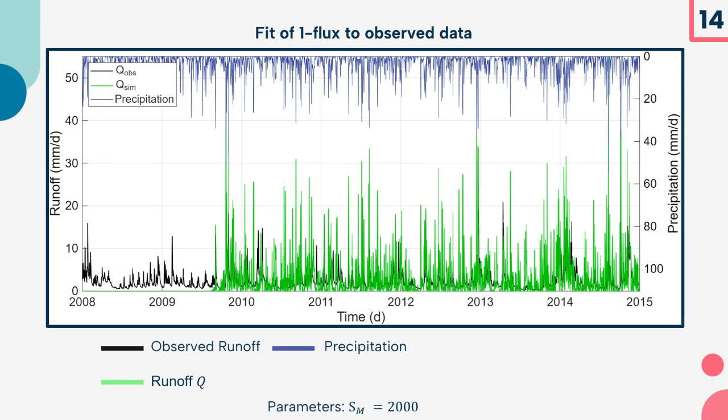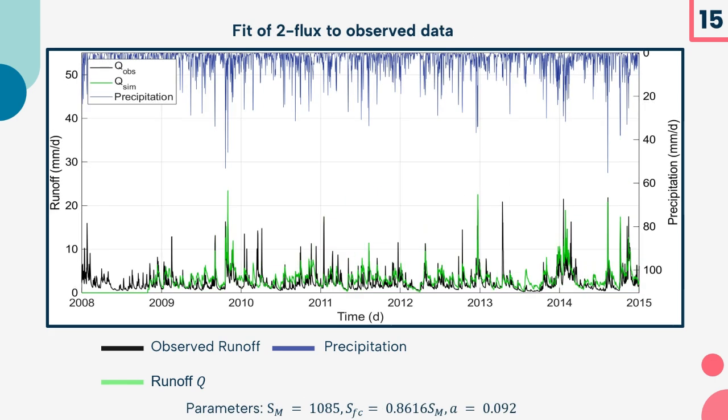So you can see, obviously, the one flux is not very good, but as we go to the two flux, we can start to see the black underneath. So our observed runoff and our simulated runoff have a far better fit. In particular, we can see in this box here that it's doing pretty well with peaks and precipitation as well. It's actually fitting to the shape of the observed data.